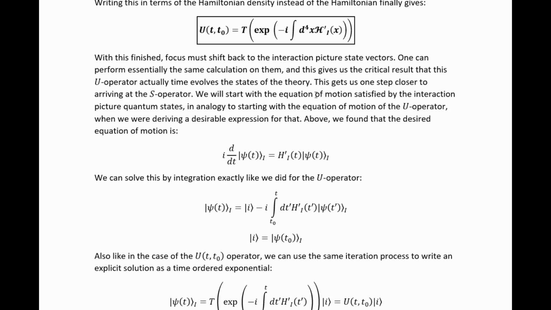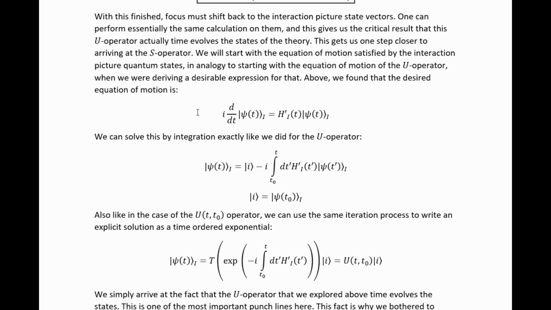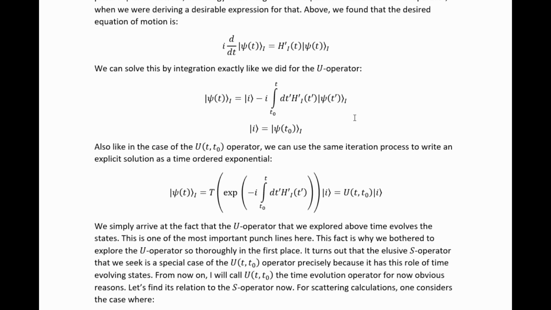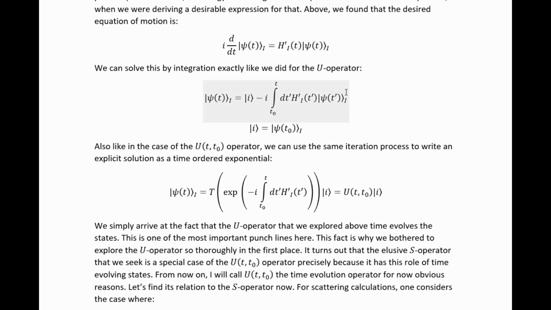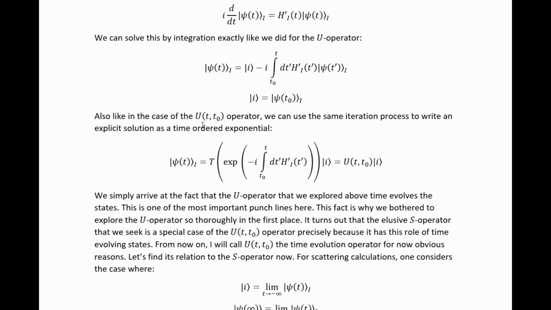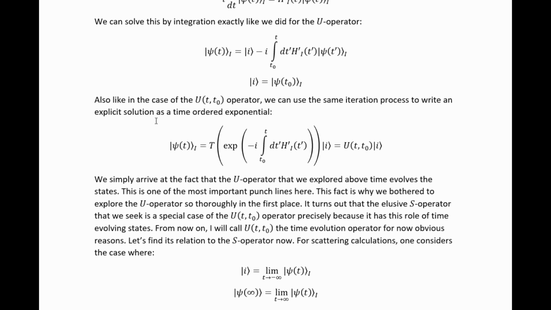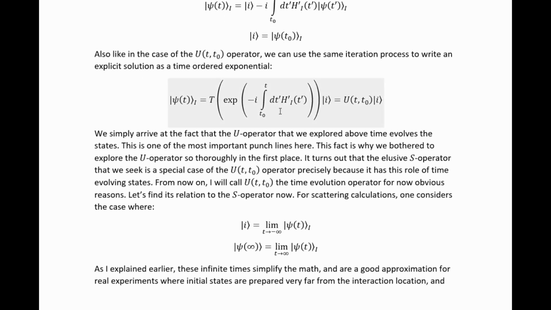We will start with the equation of motion satisfied by the interaction picture quantum states, in analogy to starting with the equation of motion of the U operator when we were deriving a desirable expression for that. Above, we saw that the equation of motion for the interaction picture quantum states is this. So now we can solve that just like we did for the U operator. Also, like in the case of the U operator, we can use the same iteration process to write the exact solution as a time-ordered exponential like this.